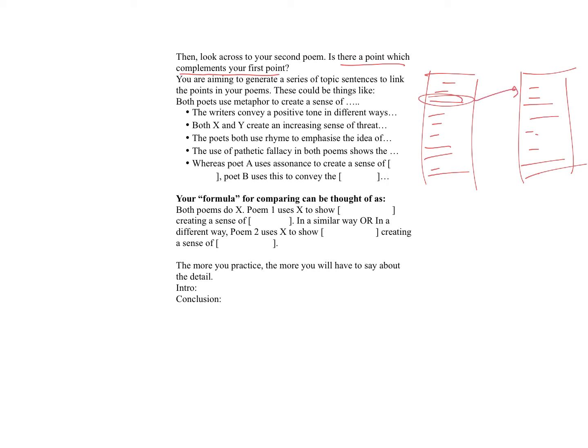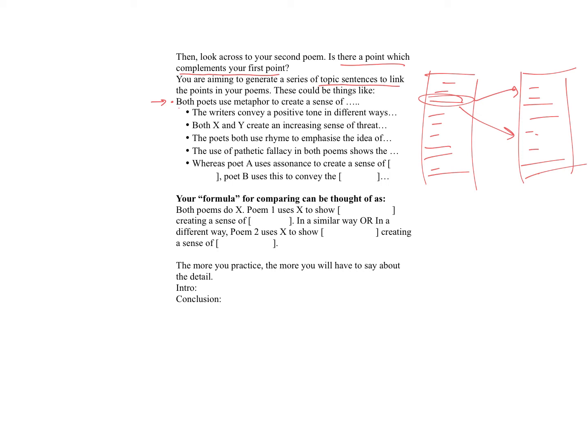Go looking for metaphor in this poem, because then you're trying to generate a series of topic sentences that connect the ideas in your poems. So you're trying to get things like, the writers convey, or both poets, there should be a bullet point there, pretend there's a bullet point there. Both poets use metaphor to create a sense of. And it might be that you've noticed metaphor and the natural world taking over, or metaphor and happiness, or metaphor and cosmic imagery, or metaphor and animal imagery, or something like that. But you've got that link, and from there you can start to develop your ideas.